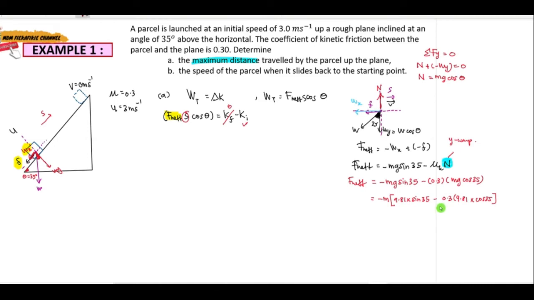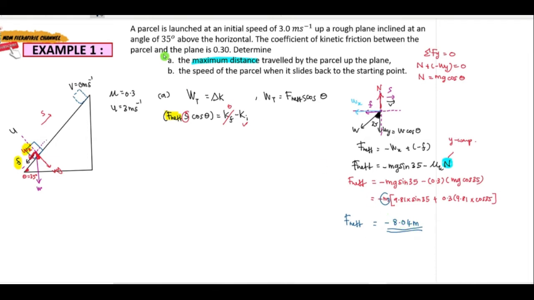Kita boleh selesaikan siap-siap. So ini akan jadi plus lah, sebab kita dah factorizekan negative m. Okay, so we need to solve for the calculation in the bracket. So you akan dapat F net is equal to negative 8.04. Bukan meter, this is M. Negative 8.04 M Newton. M tu kita tak tahu nilai dia berapa, so saya letak saya punya F net in terms of M.